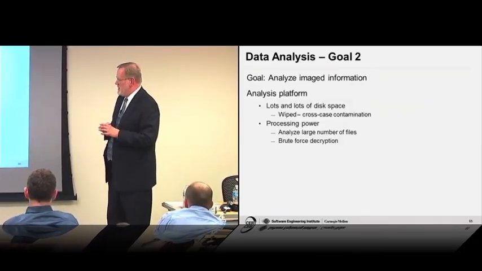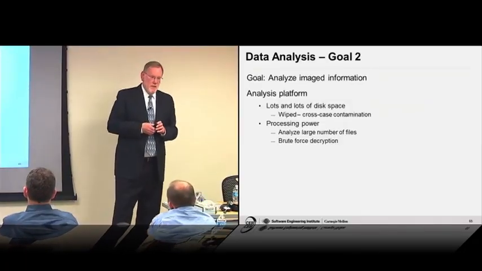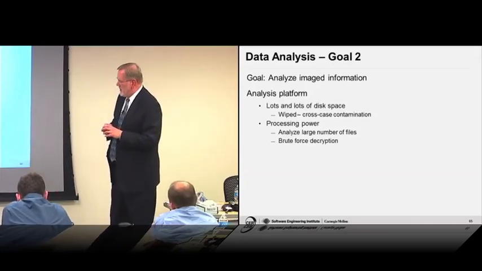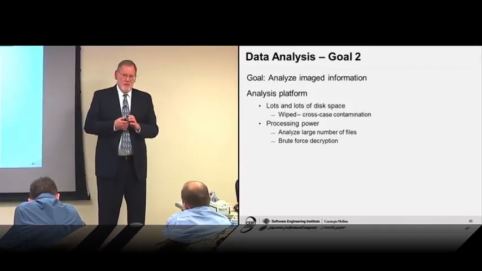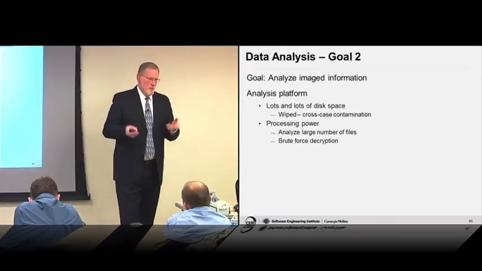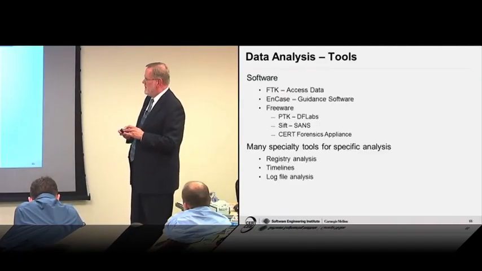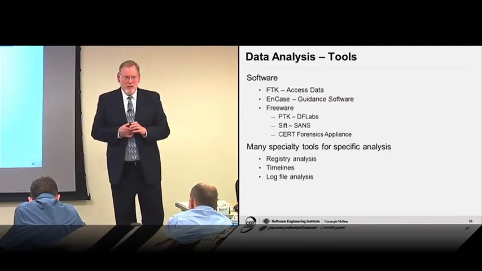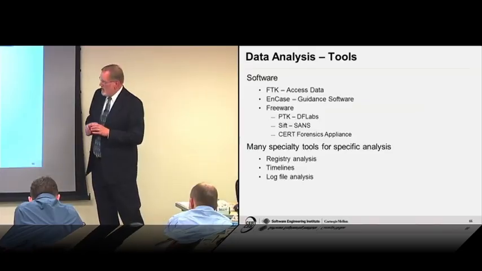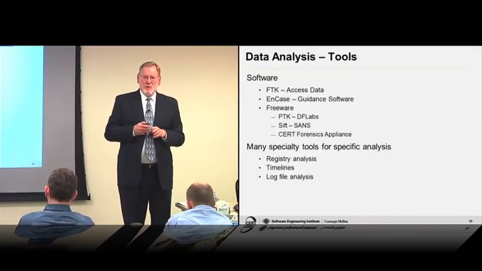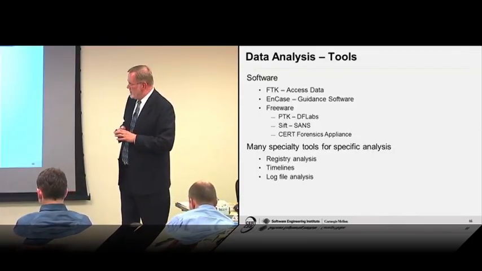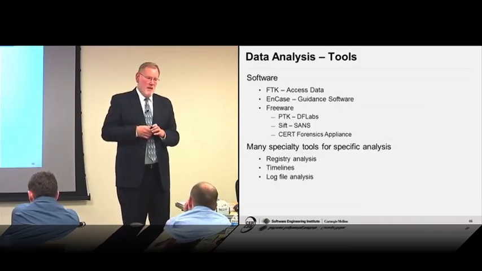Lots of disk space that needs to be wiped so that you don't cross-contaminate. Lots of processing power because you're going to do indexing, and we also have a decryption cluster. I think we have 20 or 30 machines where we use some commercial decryption software to try to determine passphrases for encrypted assets. We have pretty much all of this. Here are some specific tools. FTK from AccessData is a commercial tool; FTK stands for Forensic Toolkit. EnCase is from Guidance Software. We have that as well.